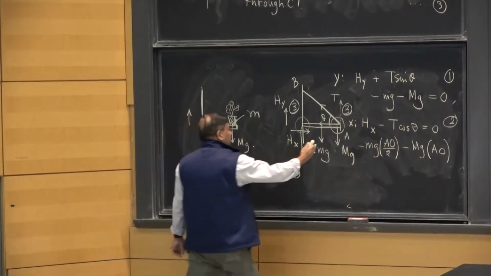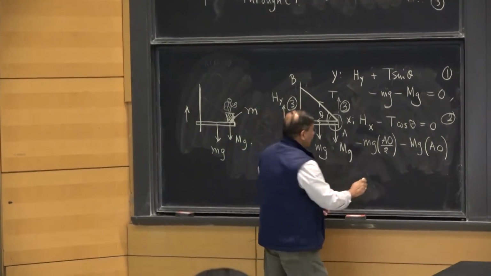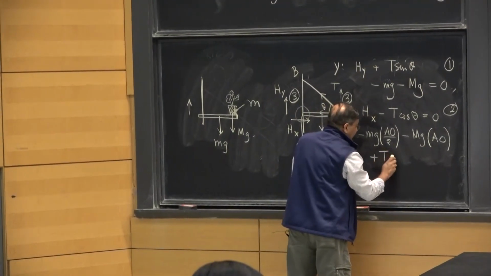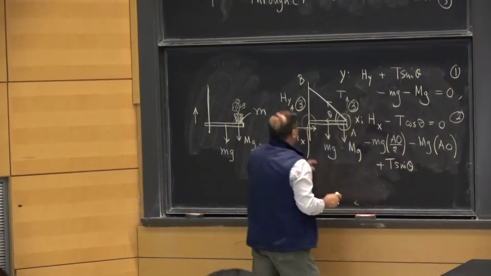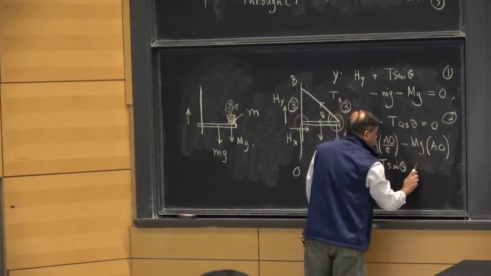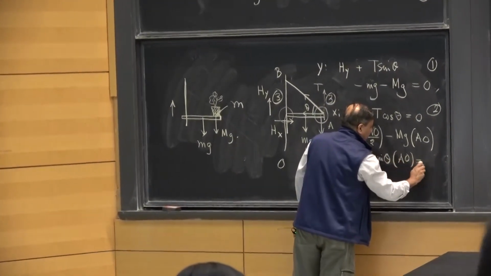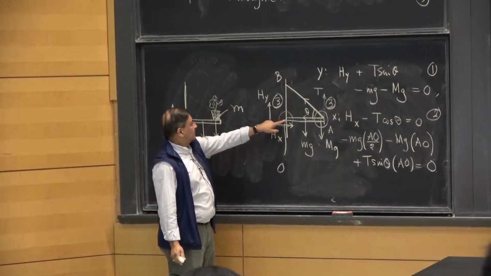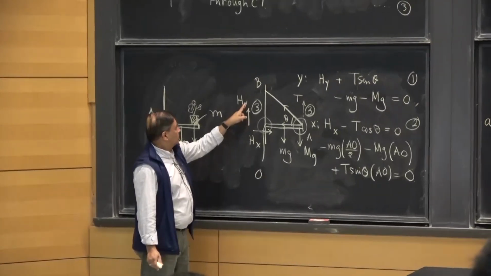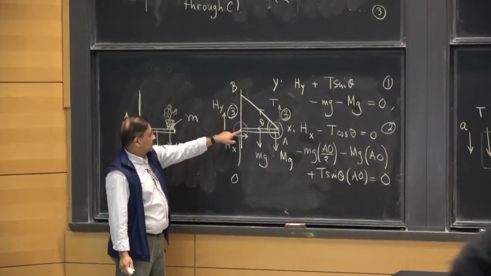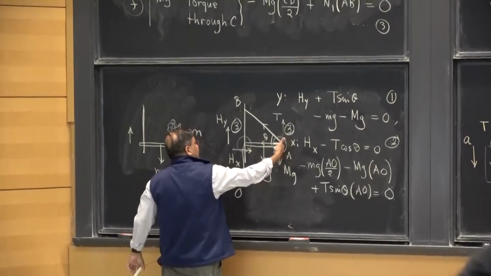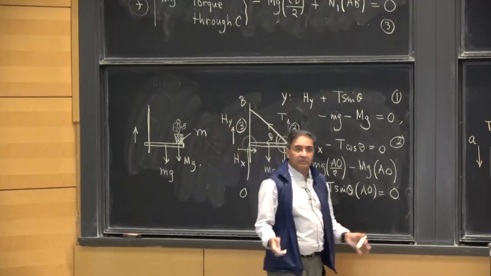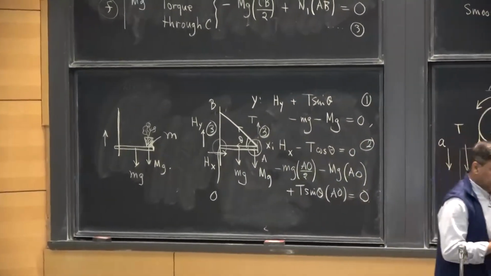And T sine theta is going to be upward, so that's going to give me counterclockwise torque, plus T sine theta times AO. And all of these should cancel out to 0. This point doesn't generate a torque, this force, because this force passes through this point, and Hy doesn't generate torque, Hy passes through this point, and T cosine theta, if you extend it forward, it also passes through this point. So therefore, there is no other torque that will be non-vanishing from the other forces.